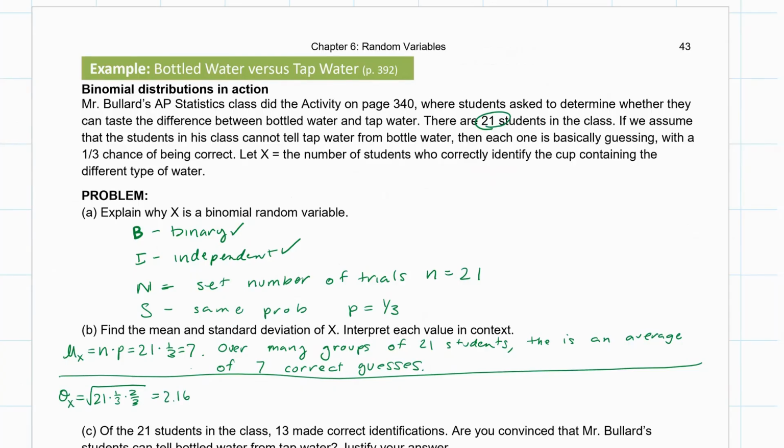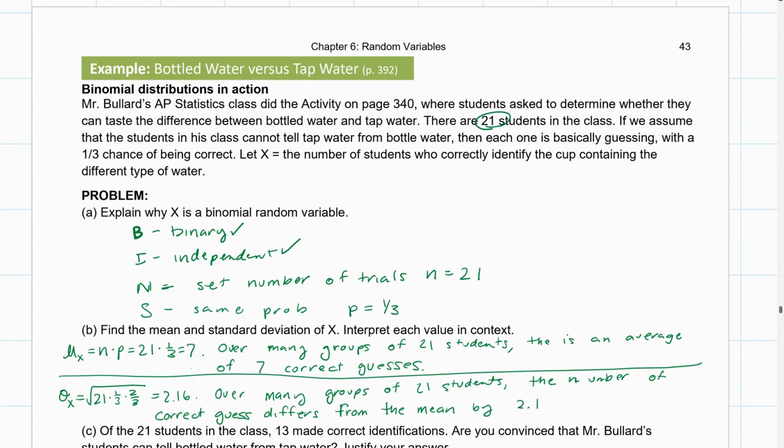2.16. And what's the meaning of this? Well, again, over many groups of 21 students, the number of correct guesses differs from the mean by 2.16, and that's on average.